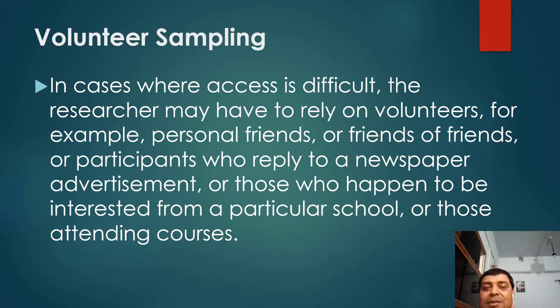The next one is volunteer sampling. Volunteer sampling means we want to conduct a study and we allow people to voluntarily participate in it. Volunteers are people such as personal friends, friends of friends, participants who reply to a newspaper advertisement, those who happen to be interested from a particular school, or those attending a course. They come for the study themselves. We just provide them information and they show up by themselves. So that will be volunteer sampling.